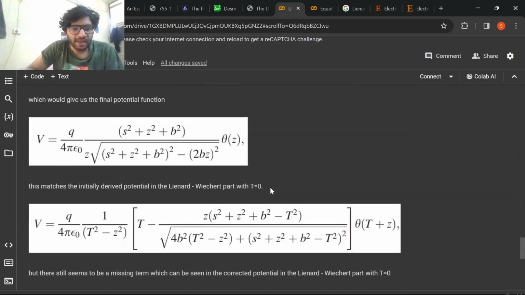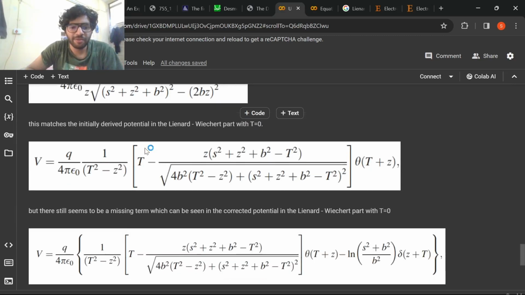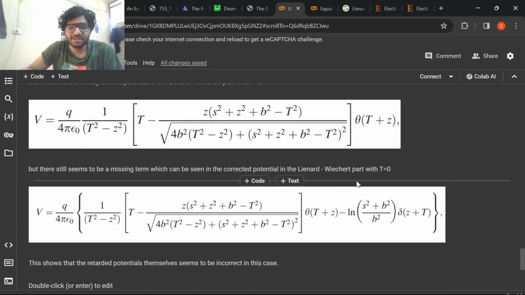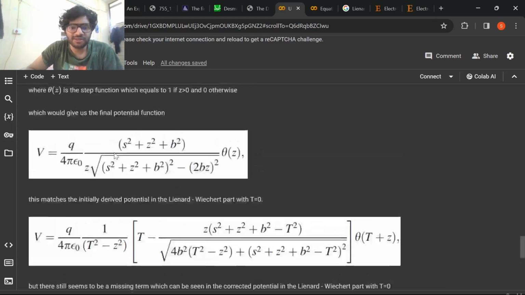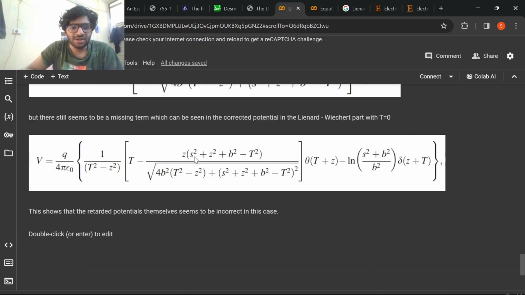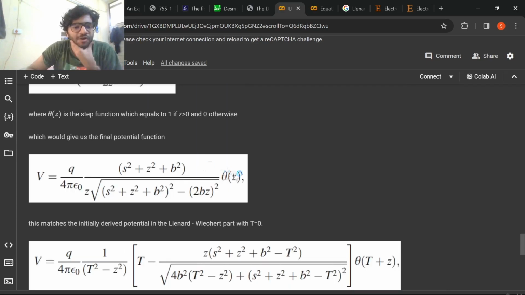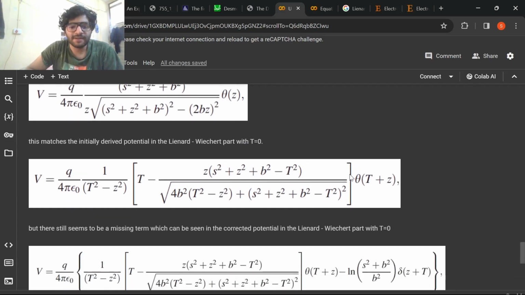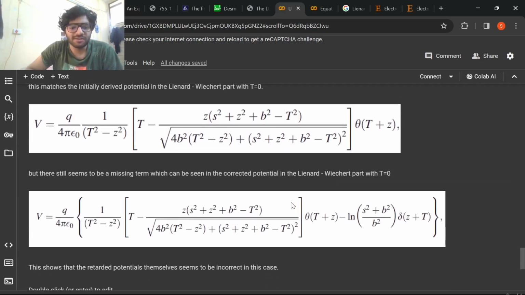And then we get the potential, and this potential matches the Leonard potential which we did in the earlier part. When we put t is equal to 0, it matches the Leonard potential, but it does not match the corrected Leonard potential which we got when we truncated the hyperbolic motion. We had the extra term there, but there doesn't seem to be that extra term in this retarded potential. So this shows that the retarded potential itself is wrong, it's incorrect in this case.